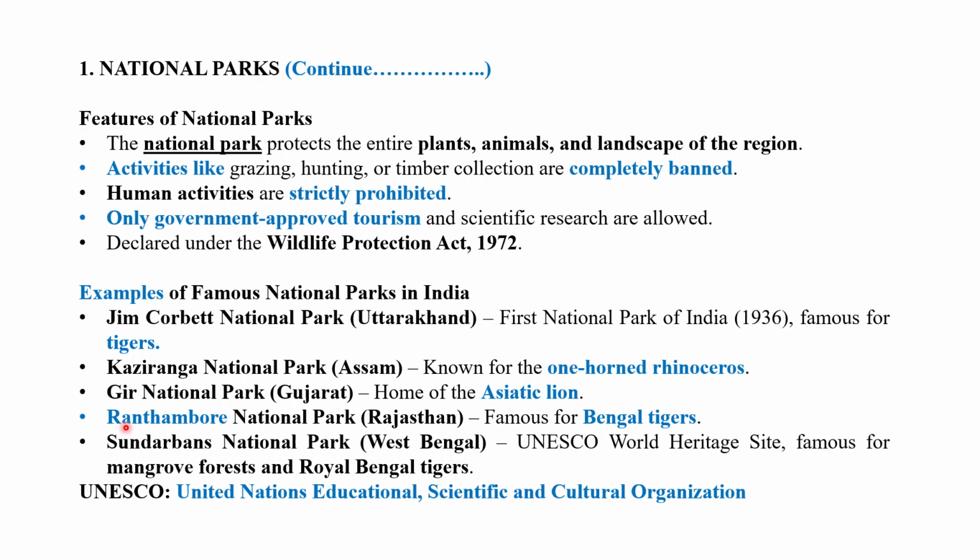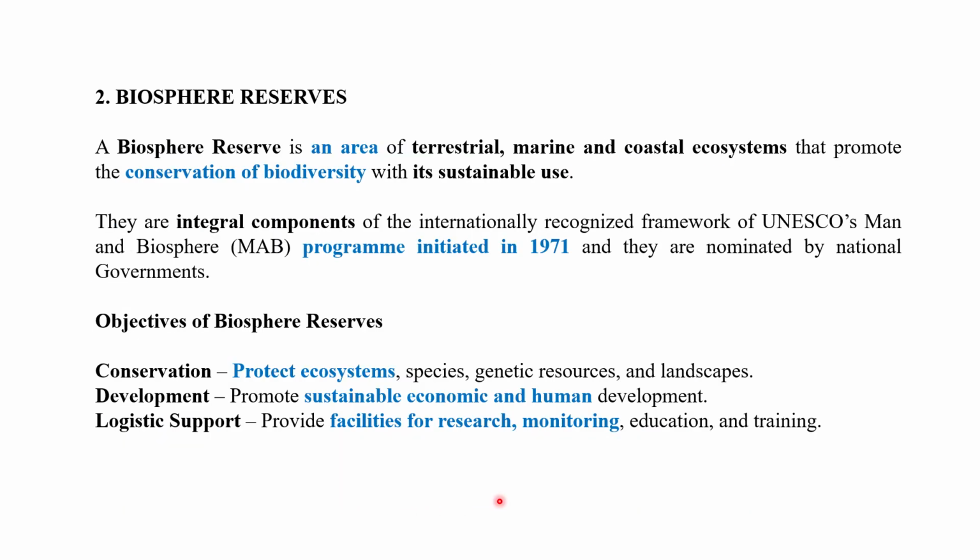Next is Ranthambore National Park in Rajasthan. It is famous for Bengal tigers. Sundarban National Park is located in West Bengal. It is a UNESCO World Heritage Site, famous for its mangrove forest and Royal Bengal tigers. UNESCO stands for United Nations Educational, Scientific and Cultural Organization.